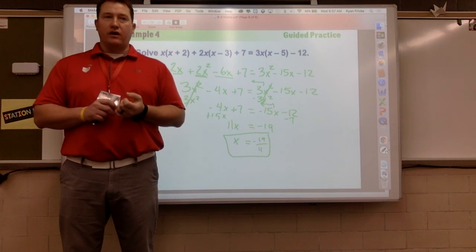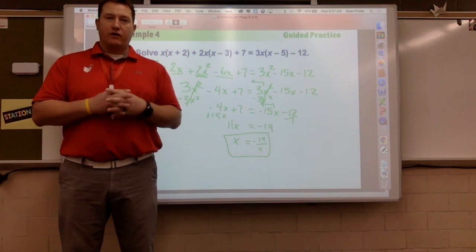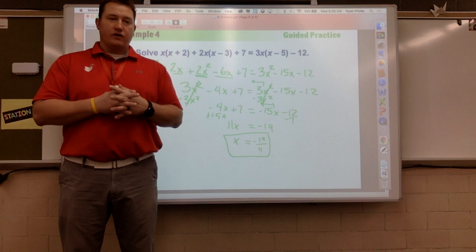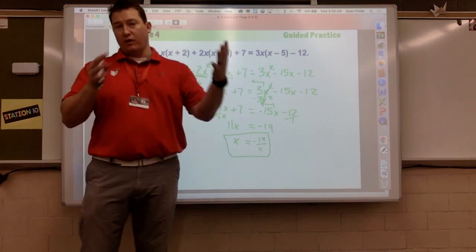The writing part of writing those expressions with one variable, okay, take your time, figure out what your different quantities are, and then write expressions for them.